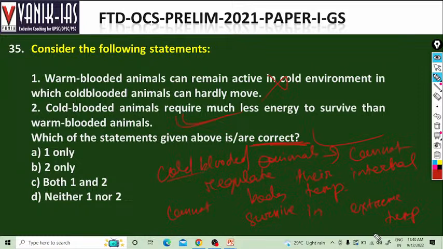Warm-blooded animals are the opposite. They can regulate and maintain their constant internal body temperature, and they can survive in any temperature range. So cold-blooded animals require much less energy to survive than warm-blooded animals. Next, what are the other differences between cold-blooded animals and warm-blooded animals?